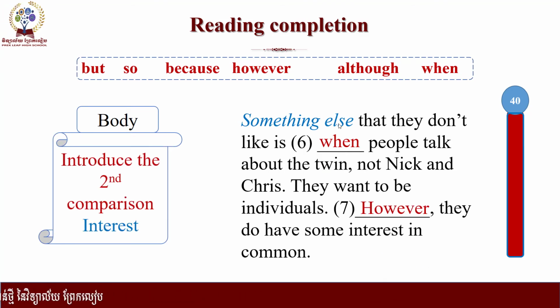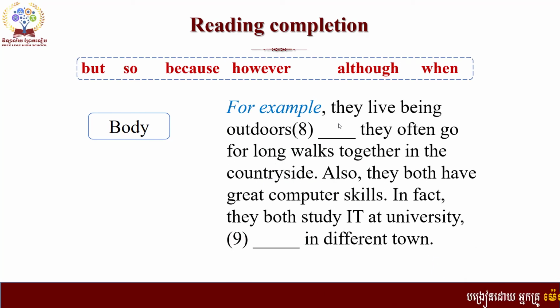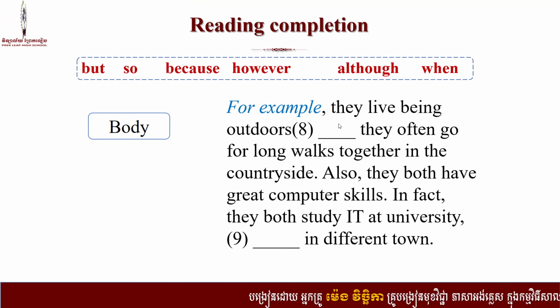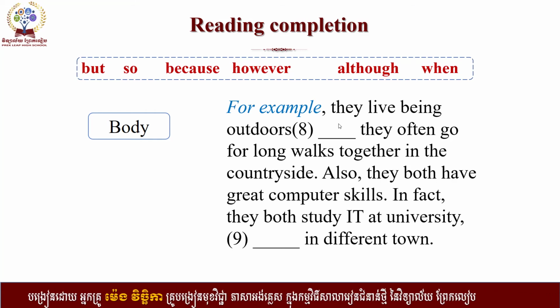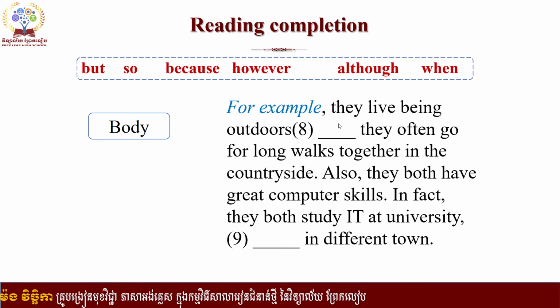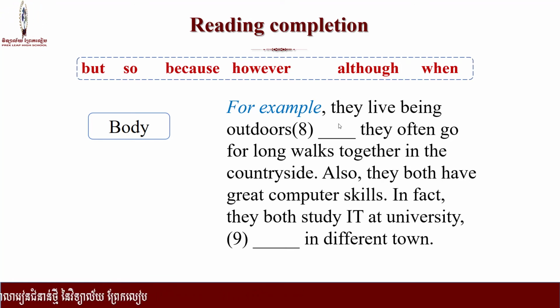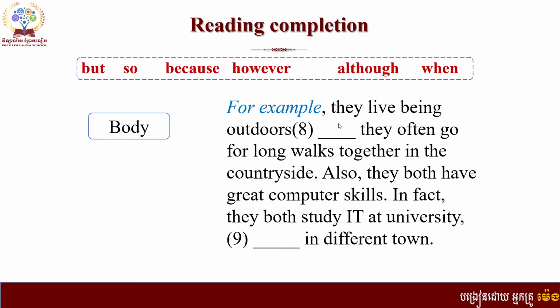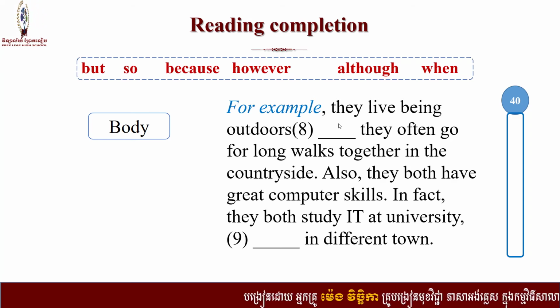Okay, so now let's go on to the next, which is also the body part of the writing. In this part, the same thing that you have to do is to complete the linking words. Okay, for example, they love being outdoors. Number 8. They often go for a long walk together in the countryside. Although they both have great computer skills, in fact, they both study IT at university. And number 9, in different towns. Okay, so you also have 40 seconds to complete this. So now let's get started.